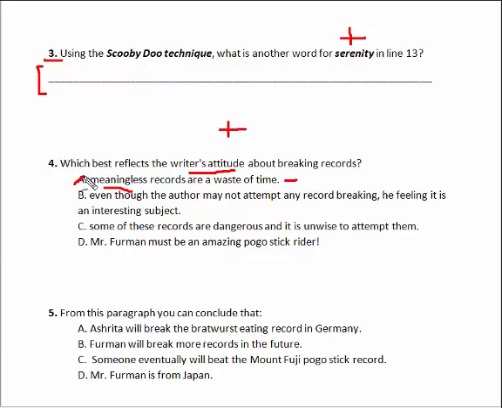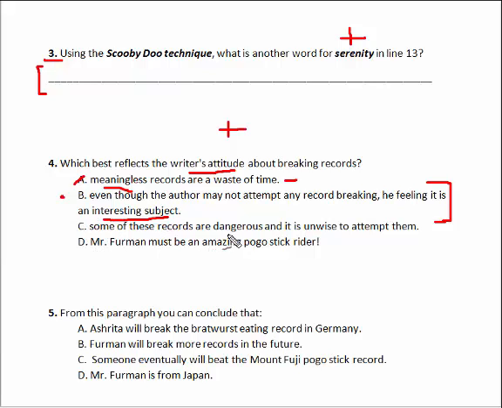B. Even though the author may not attempt any records, he feels it's interesting. So first of all, the passage is informative. It gives you more information about Furman, and it sounds somewhat positive. So put a dot by that. I like that so far. Doesn't really say the author is going to break the records, but it says the author is interested. Why is the author interested? Because the author wrote a passage. It's self-evident.